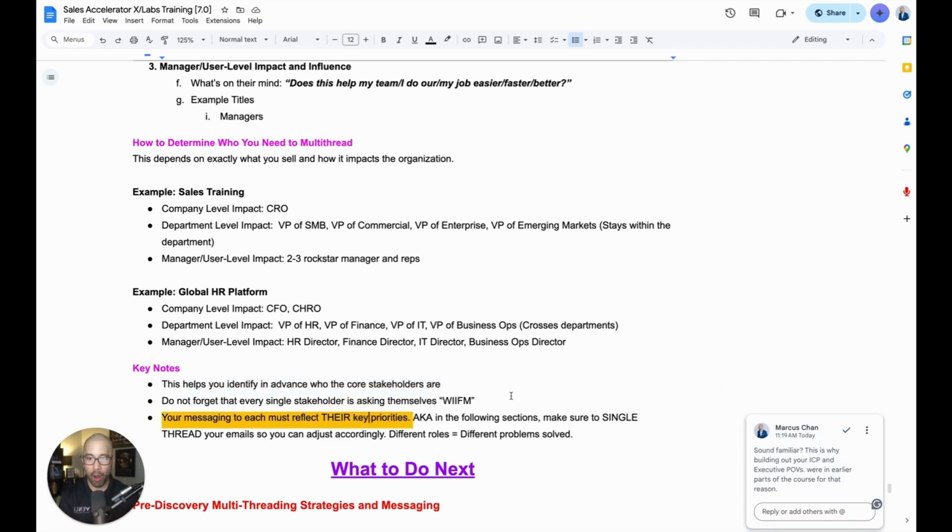I want to remind you again, every single stakeholder is asking themselves, what's in it for me? Because remember, at the manager user level, they want certain things. At the department level, they want different things. And at the company level, they want very, very different things.